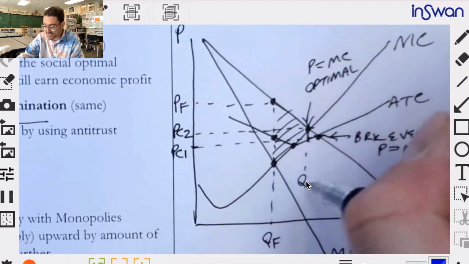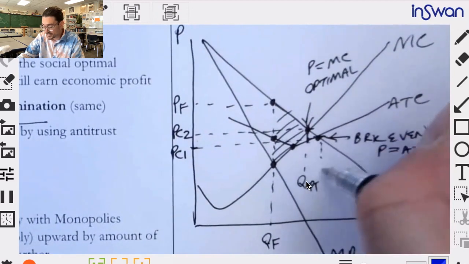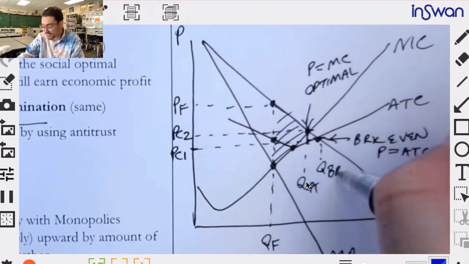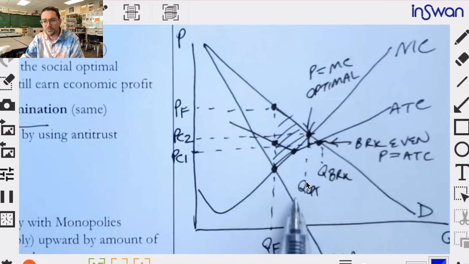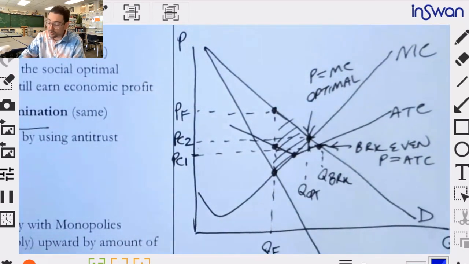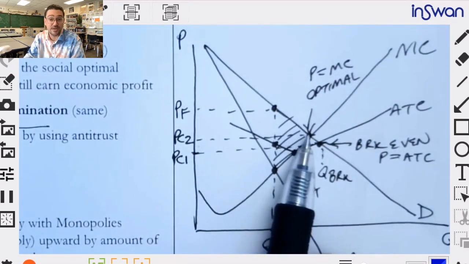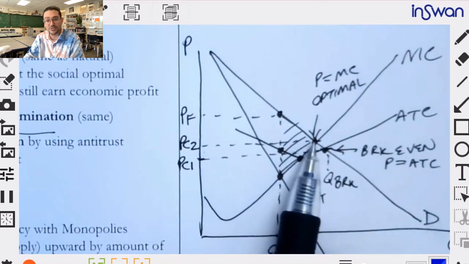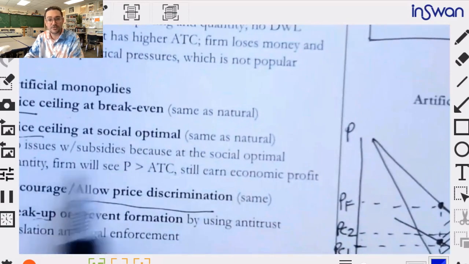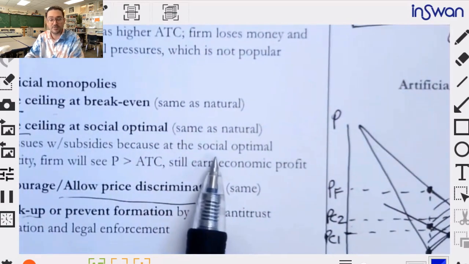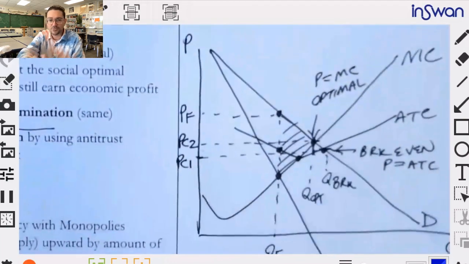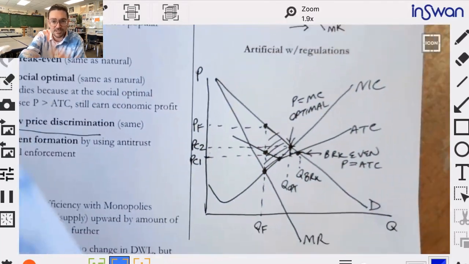Then we would have a quantity here that's optimal, and here a quantity that's the break-even quantity. But the reason why we wouldn't want to go all the way over to this break-even and all the way down to this break-even price is because we don't have to. We could achieve the socially optimal without doing that. We'd eliminate the deadweight loss if we just price at PC2, which corresponds to here, and they still earn economic profit.